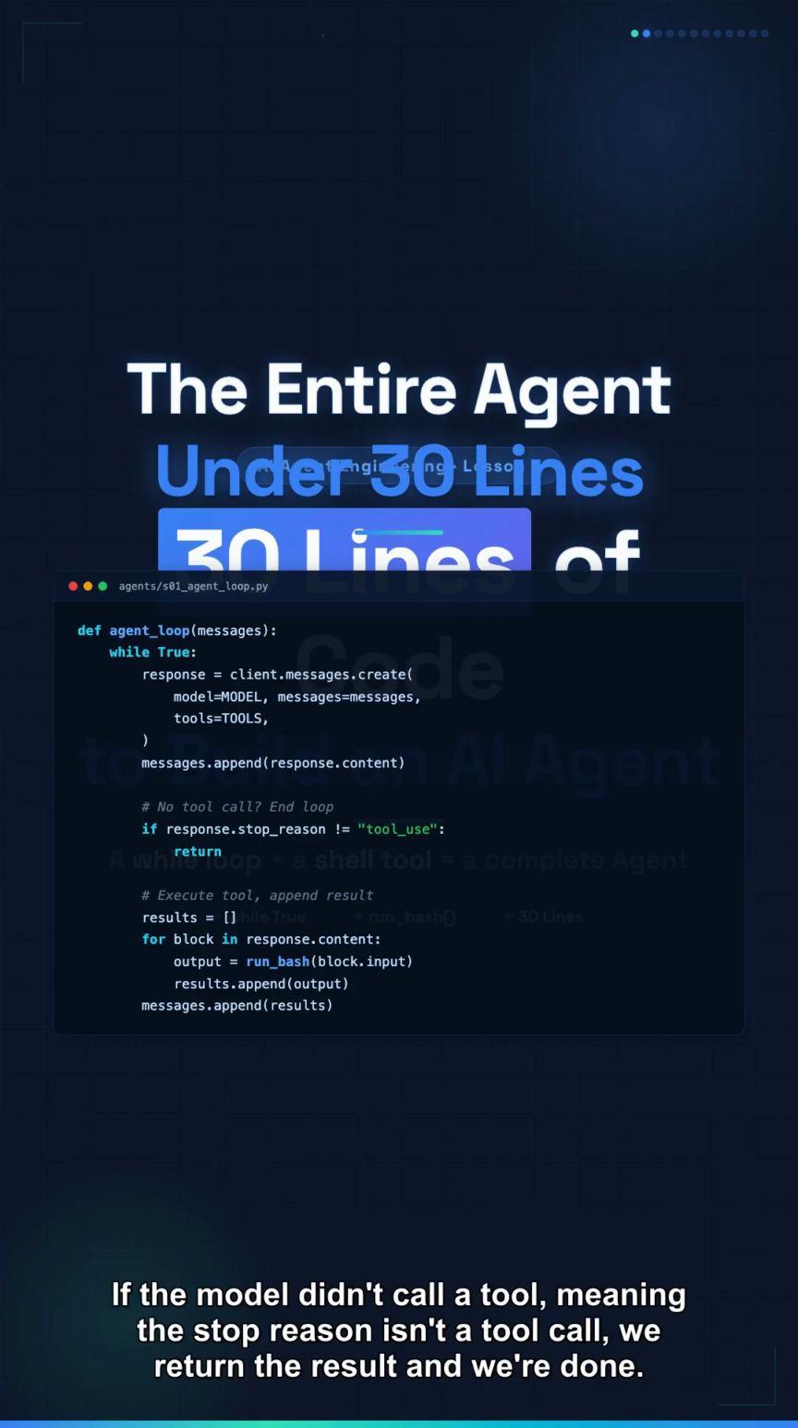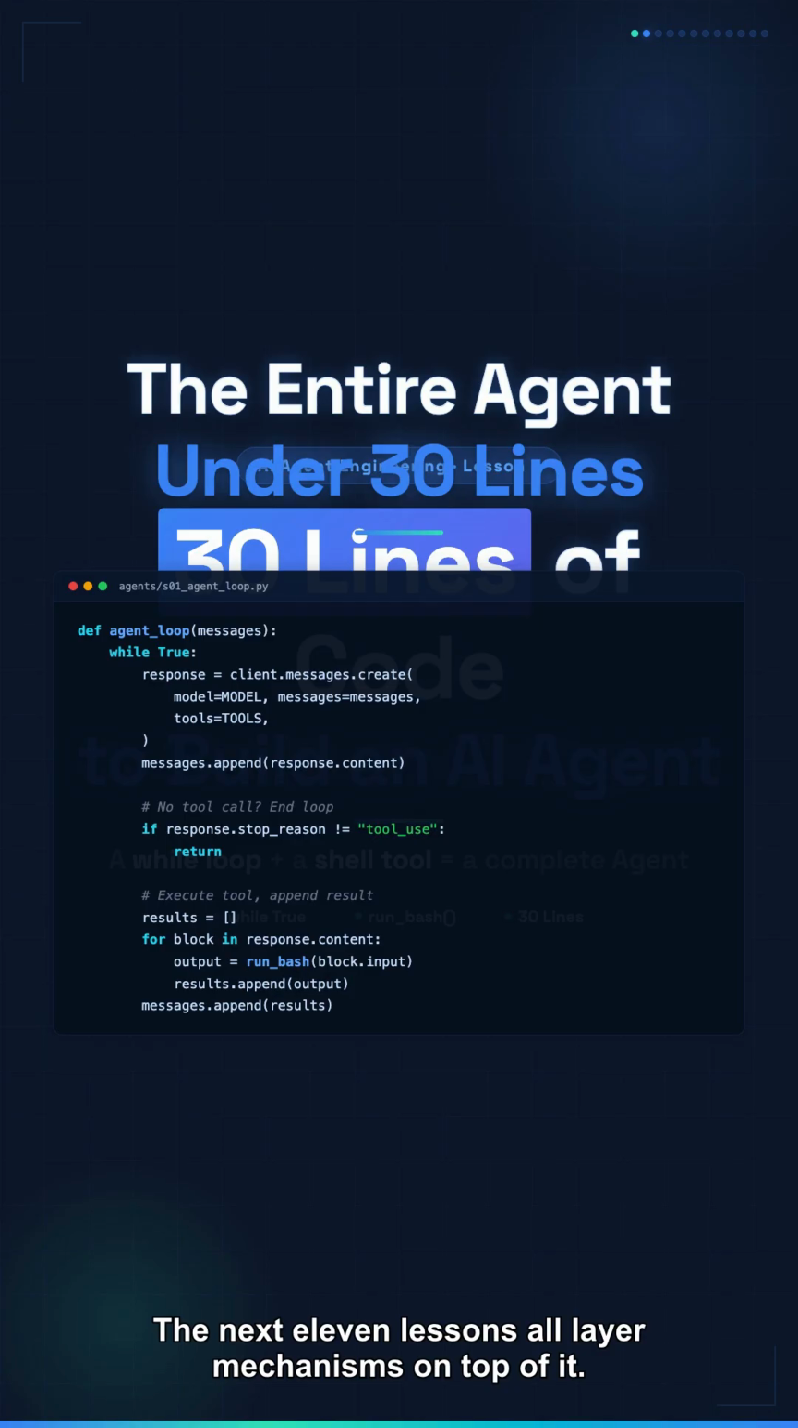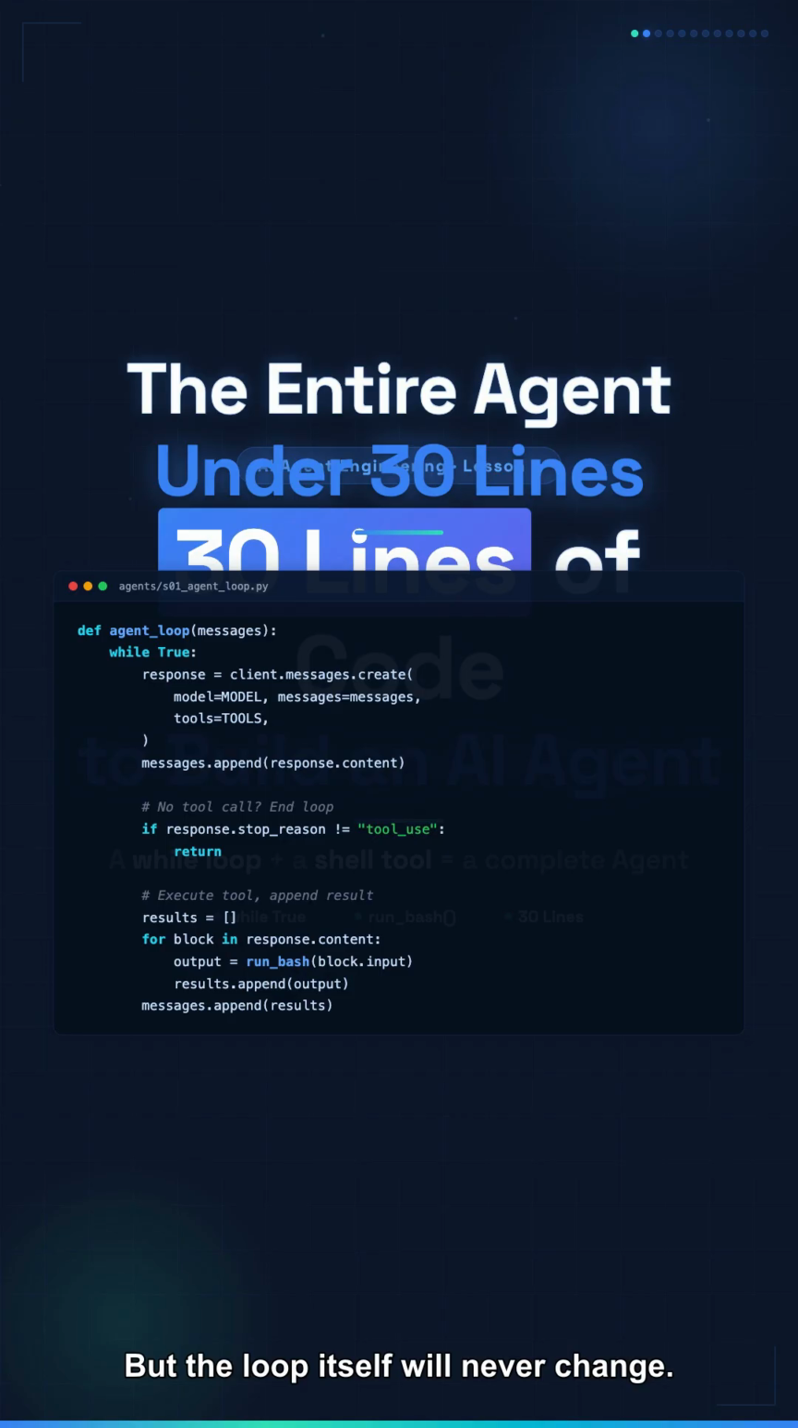If the model didn't call a tool, meaning the stop reason isn't a tool call, we return the result and we're done. That's it. Dangerous commands get blocked. Timeouts disconnect automatically. This function is the cornerstone of everything. The next 11 lessons all layer mechanisms on top of it. But the loop itself will never change.